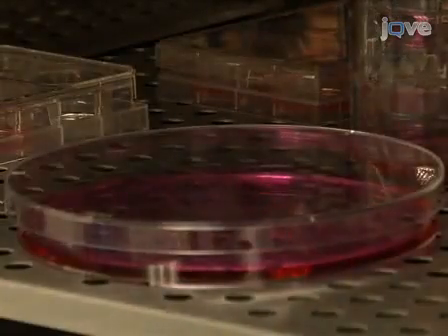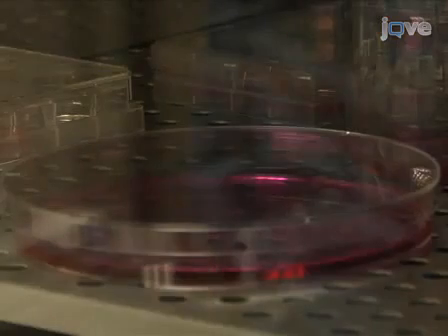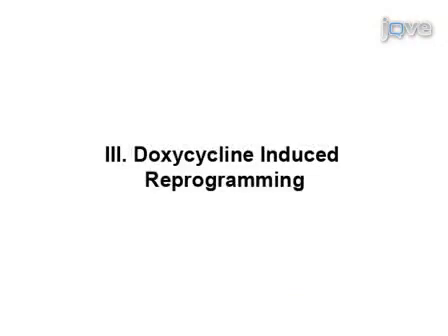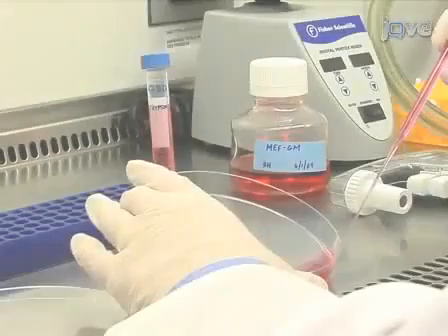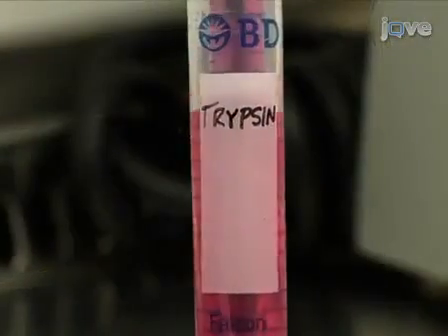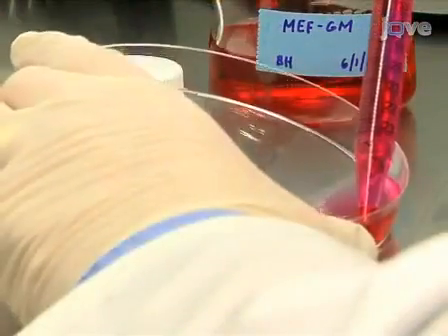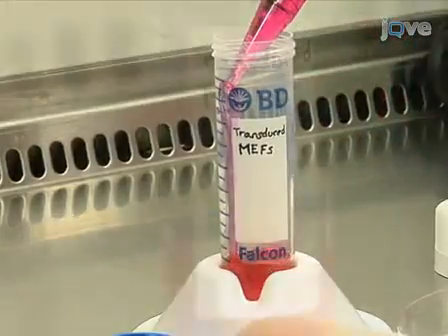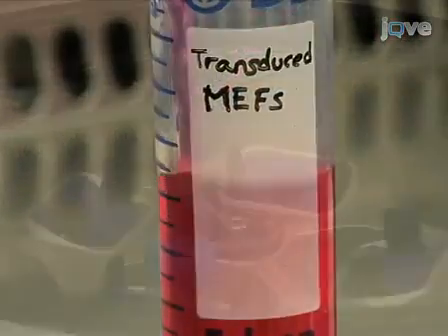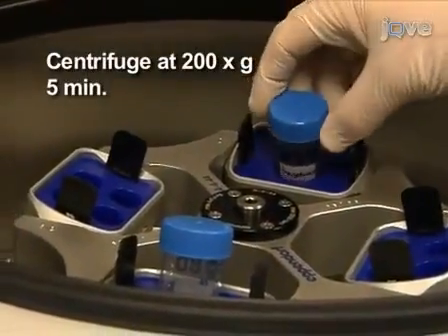With viral transduction complete, let's move on to doxycycline-induced reprogramming. To begin reprogramming, 20 to 24 hours post-transduction, trypsinize the transduced cells and centrifuge them at 200 Gs for 5 minutes.